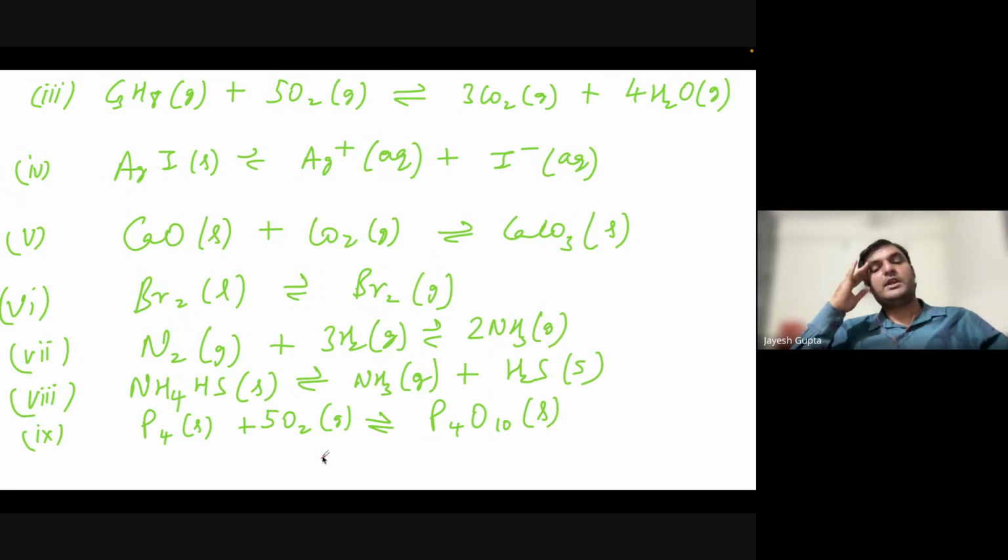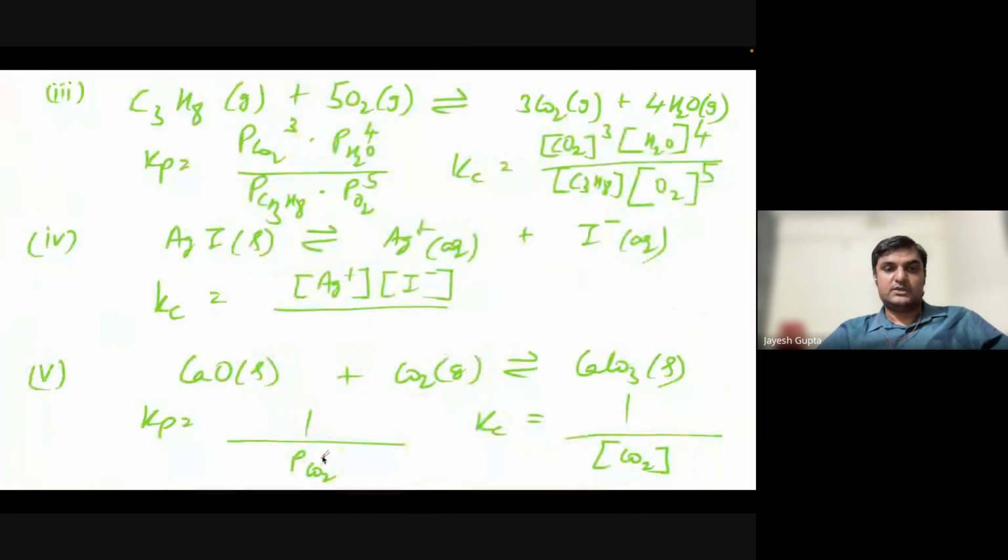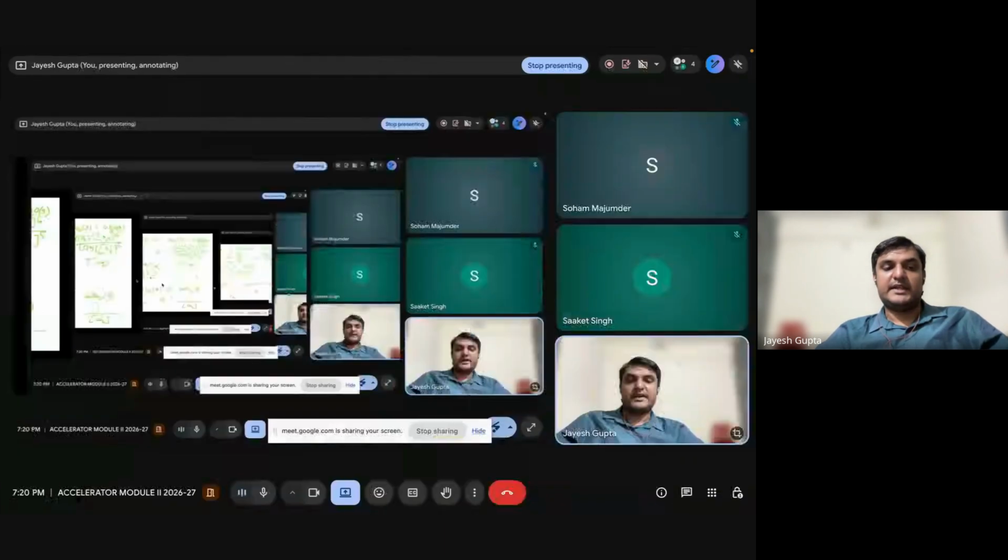So other two are solid, P4 and P4O10, so they will not come in the expression, neither in Kp, nor in Kc. So for Kp, only partial pressure of O2 will come, with the power of its coefficient 5: 1 over partial pressure of O2 to the power 5. The second one is Kc, so 1 over concentration of O2 raised to the power 5. Okay, so here I have written the solutions also. So whatever we discussed, it will be written here. So you can see aqueous, we have to define Kc.